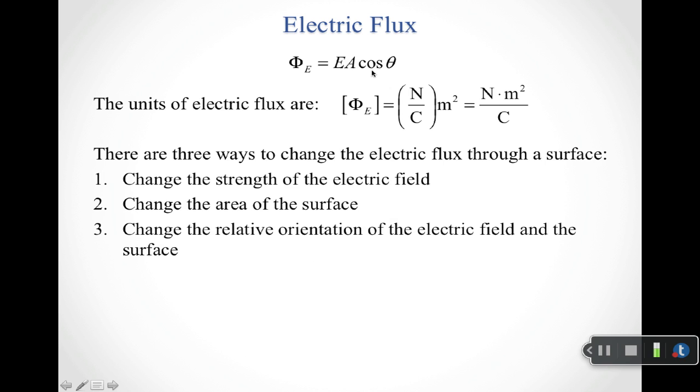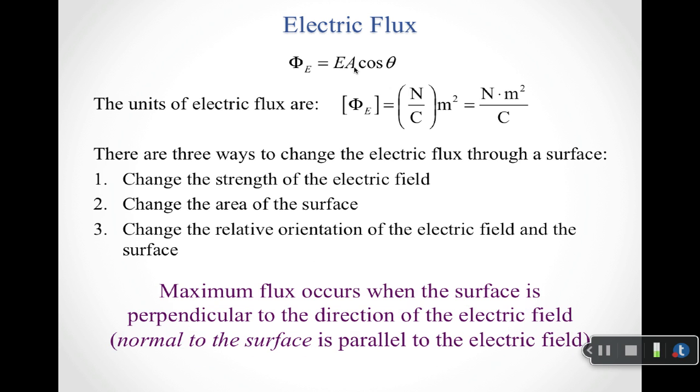So you'll notice that if I want to maximize the electric flux, then that means I want to make cosine be as large as it can be. The largest value cosine can take is 1. That happens when theta is 0. And theta being 0 means that my electric field vector and my area vector point in the same direction. So I maximize the flux. The maximum flux occurs when the surface is perpendicular to the direction of the electric field, so that the normal to the surface, which is the direction the area vector points, is parallel to the electric field. So that's how I get the maximum flux.